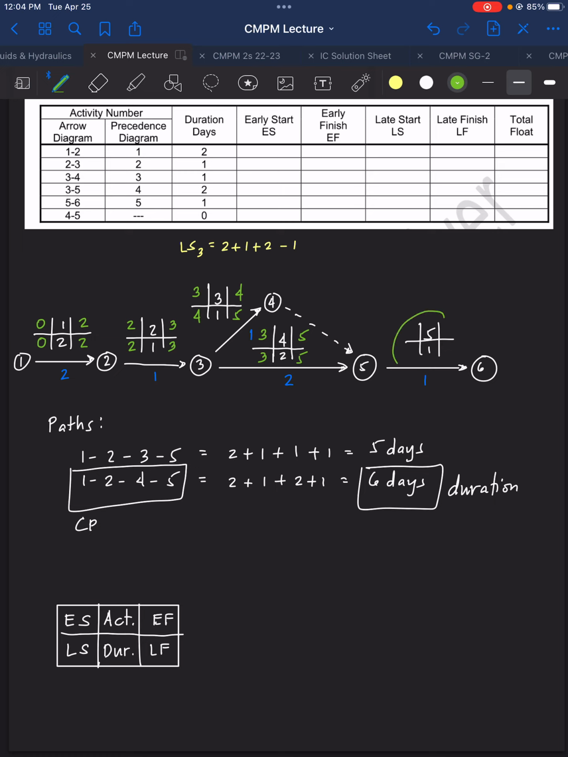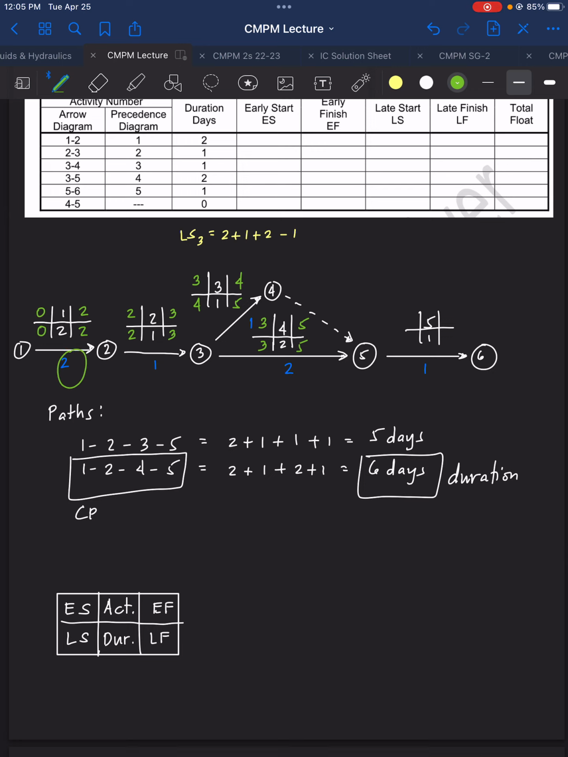Next and last, we have here the activity number 5. So for activity number 5, since this is here after activity 4, we need to finish first activity 1, 2, and 4 before we proceed to number 5. So we have here 2 plus 1 plus 2, and that is equal to 5 days. So 5 days before activity 5 can start, and then 5 plus 1, that is equal to 6 days.